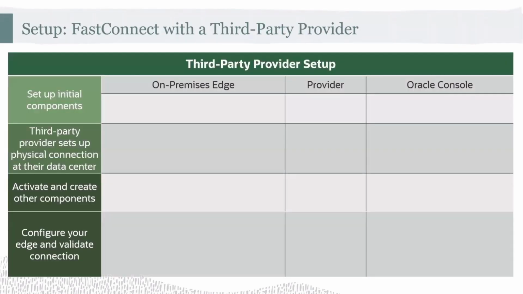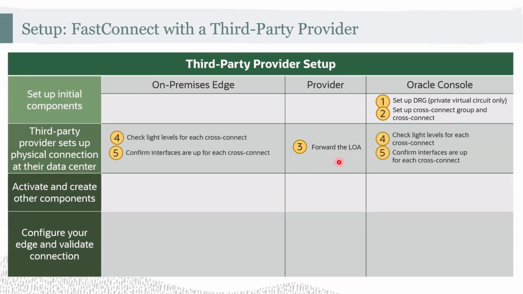So let's look at the steps that you need to perform to set up Fast Connect with a third-party provider. First of all, if you are working with a private virtual circuit, then you need to create and set up a dynamic routing gateway. The second step is you will set up your cross connect group and cross connect. After setting up the cross connect group and cross connect, you will receive a letter of authorization from Oracle, and you need to forward that letter of authorization to the third-party provider. After that, the third-party provider is going to request cabling at the Fast Connect location.